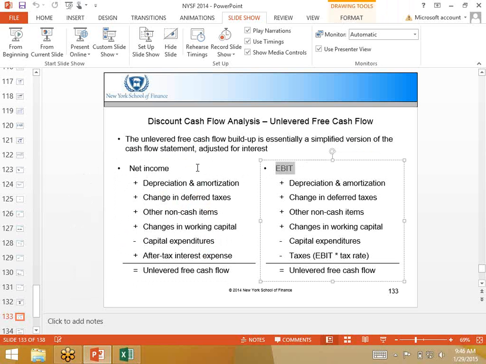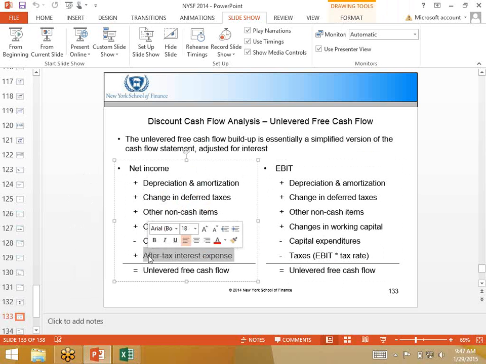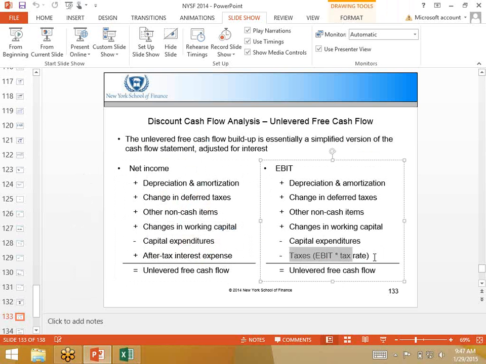So if you're starting with EBIT to get to the exact same unlevered free cash flow number, you still add depreciation, you still add changes in deferred taxes, you still add other non-cash items if necessary, you still add changes in working capital, you still subtract CapEx. The only difference is you don't add after-tax net interest expense because EBIT is already before interest, but you do have to subtract taxes because EBIT is not after taxes. Net income is after taxes.